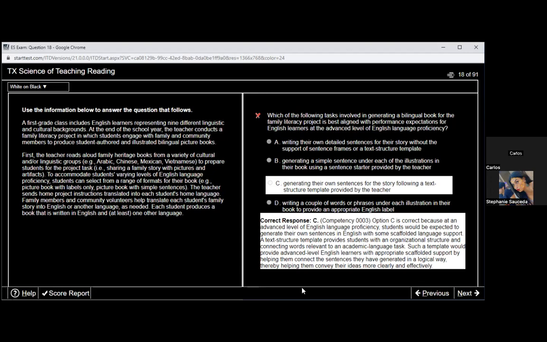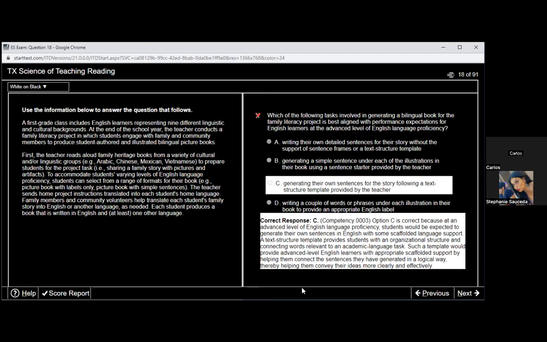So let's take a look at these. We already know, because it's highlighted for us very obviously, that C is the correct answer, but let's take a look at why the others are not. I want you to look at A, B, and C and tell me which one of these expectations you would have for a beginner. Letter D, writing a couple of words or phrases under each. Absolutely. That's what we would have a beginner do.